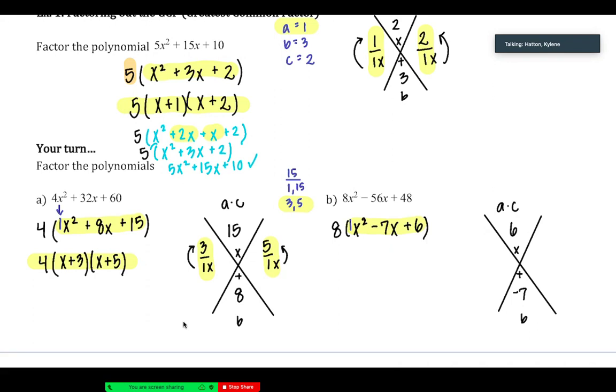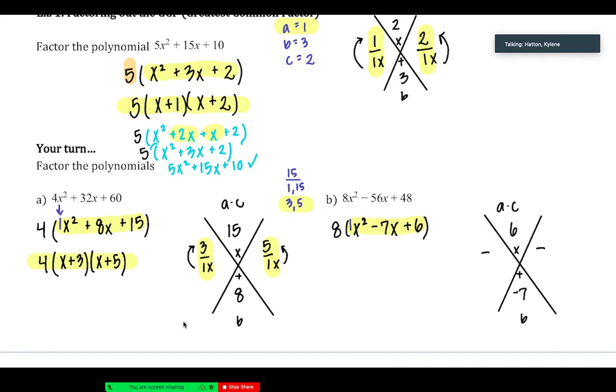So here's where it's a little bit tricky. If you have a positive product, like this is a positive 6, then my factors can either both be positive or both be negative. And if they have to add up to a negative number, like negative 7, then they both must be negative, because a positive plus a positive is never going to equal a negative number. So I know that both my factors will be negative.